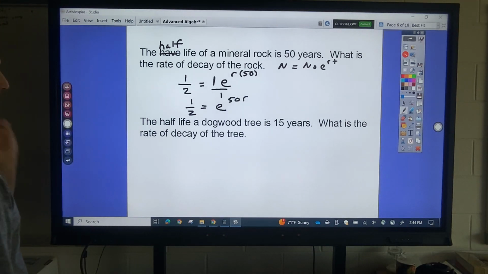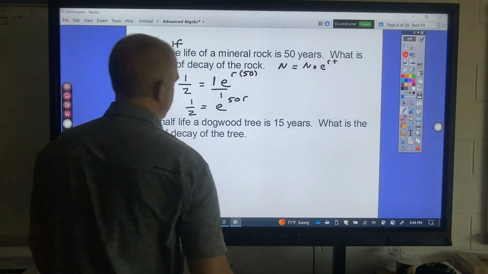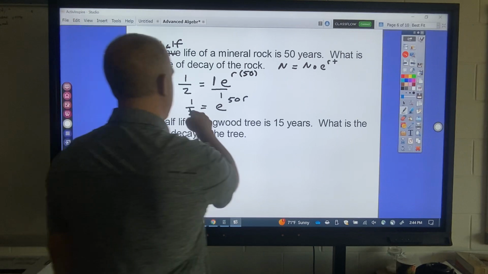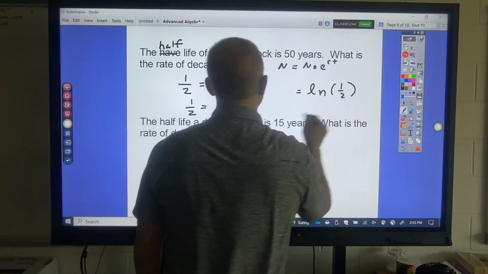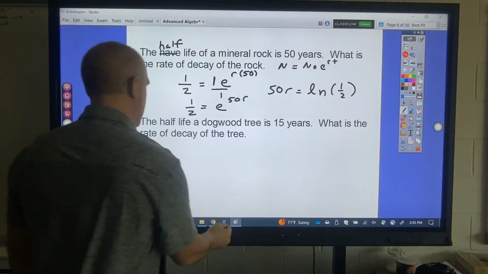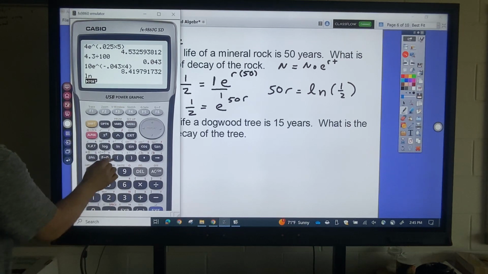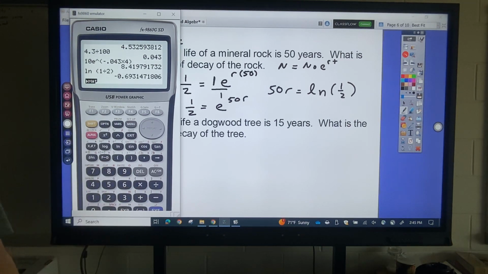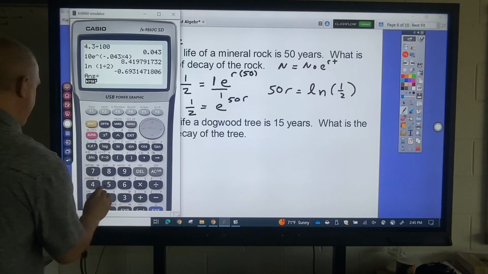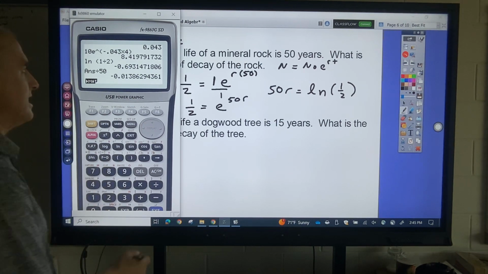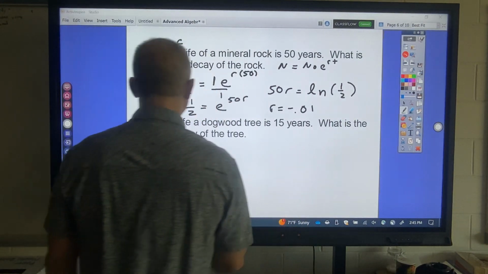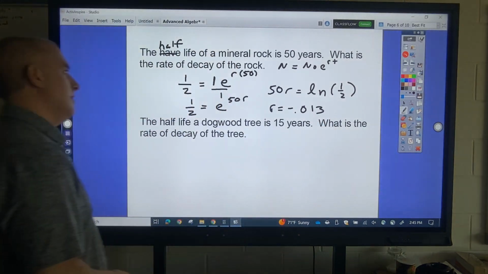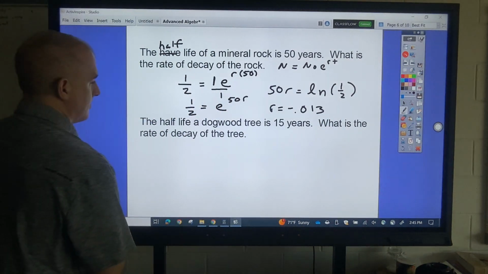You convert that to a natural log, because that's how you would solve the natural log problems. That would be natural log of 1/2 equals 50R. So the natural log of 1/2 divided by 50 gives my rate. R is negative 0.013, and that's how you get your answer.